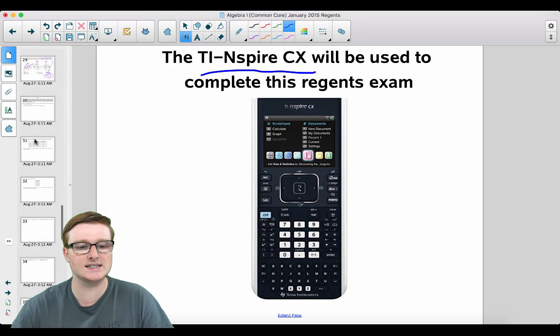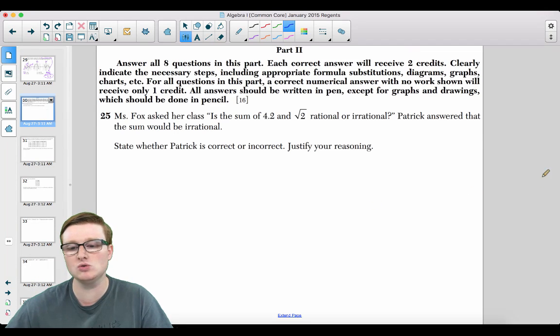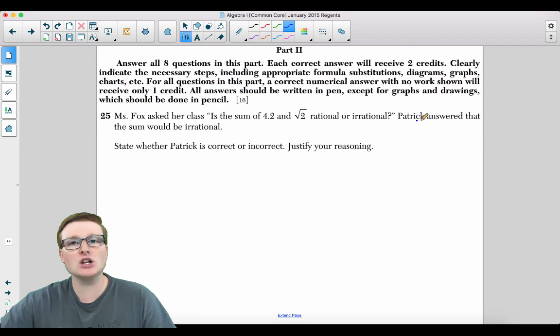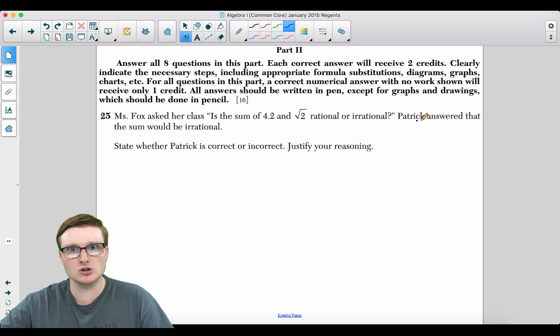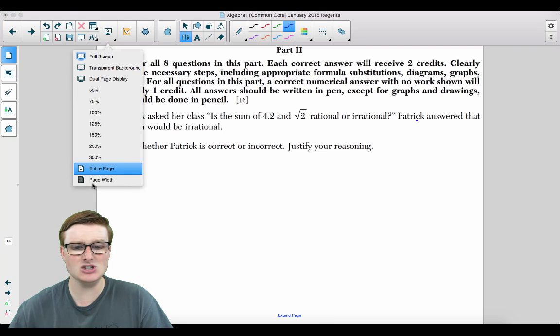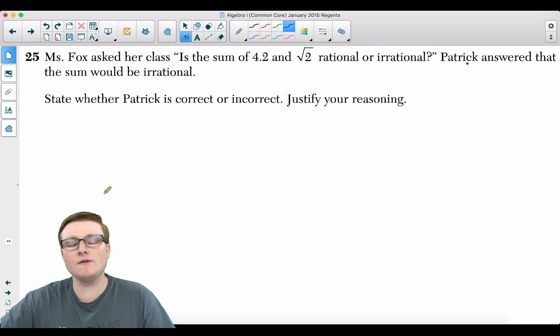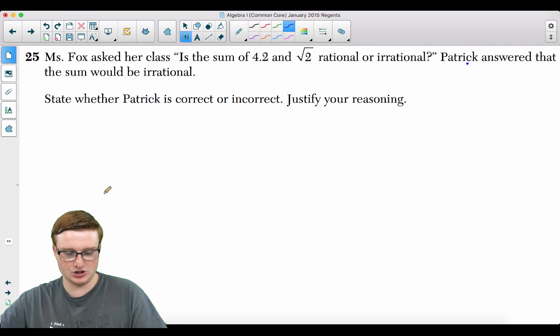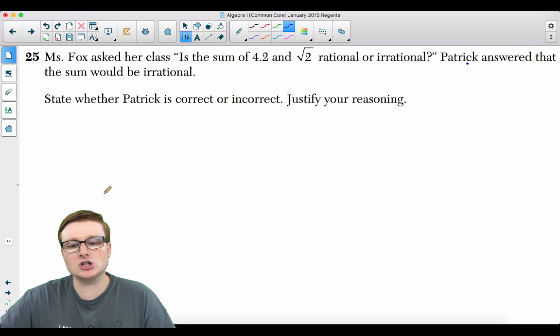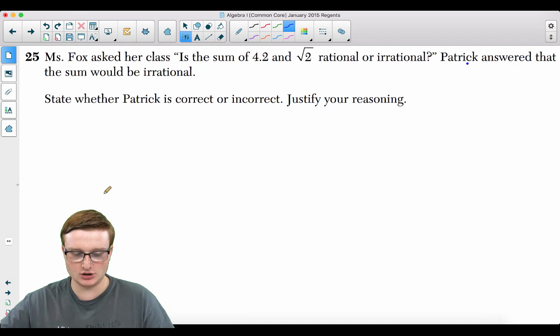Without further ado, let's get started on the Part 2s. The Part 2s are fairly easy, because they are Part 2 questions, so they're only worth 2 points. And let's just do it. Here we go. Miss Fox asked her class, is the sum of 4.2 and radical 2 rational or irrational? Patrick answered that the sum would be irrational. State whether Patrick is correct or incorrect, and then justify your reasoning.